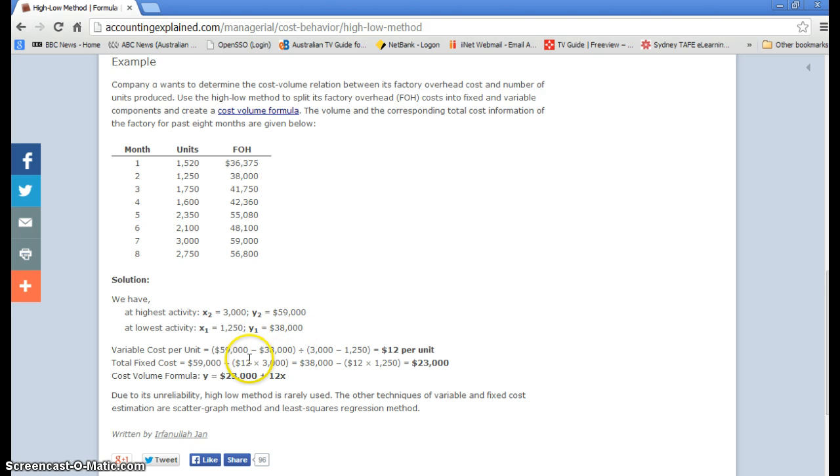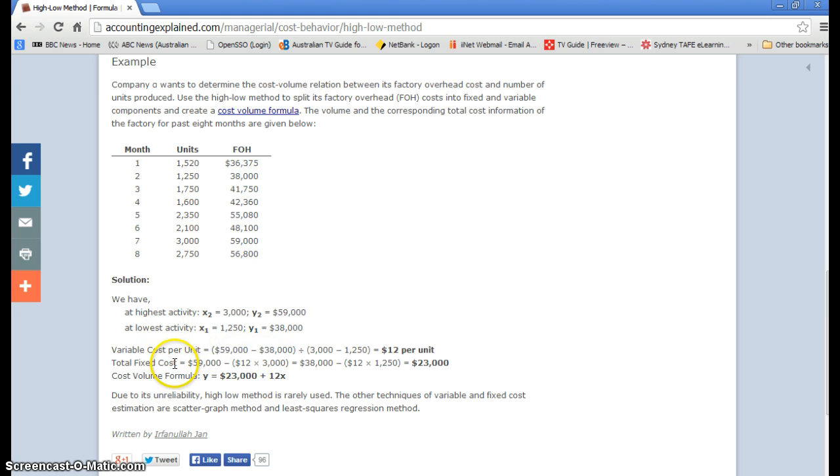Now, to find out the variable quantity, you subtract the 38,000 from 59,000. That's the difference between the ordinates, the y highest minus the y lowest. That difference is divided by the gap, the x highest minus the x lowest, and that will give you the rate, $12 per unit. In other words, for every unit of manufacture, you're estimated to have $12 of overhead.